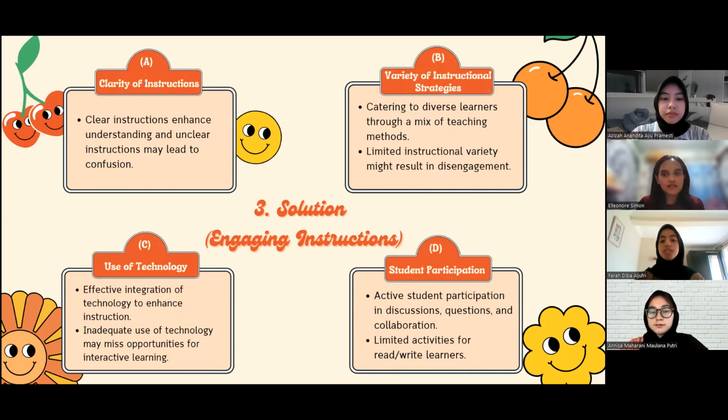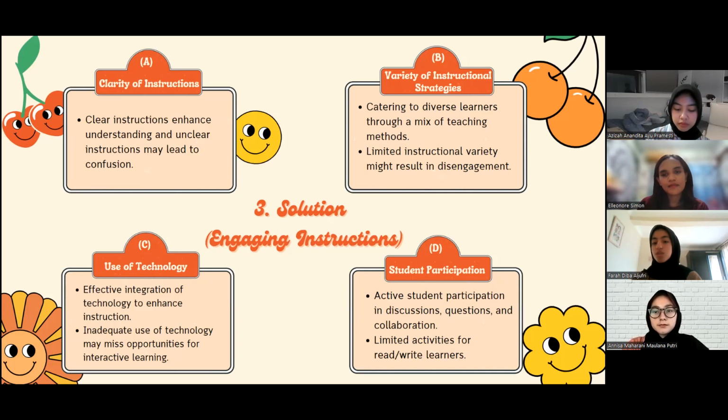Okay, the solution for engaging instructions. Clarity of instructions: there is clear instruction in each understanding, and unclear instruction may lead to confusion. And B, variety of instructional strategies: catering to diverse learners through a mix of teaching methods. Limited instructional variety might result in disengagement. C, use of technology: effective integration of technology to enhance instruction. Inadequate use of technology may miss opportunities for attractive learning.